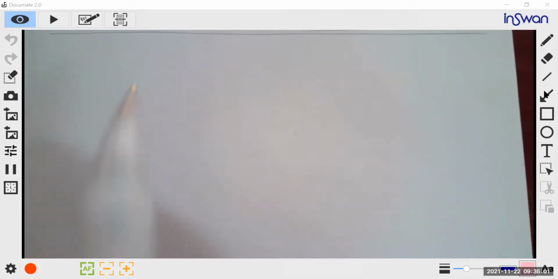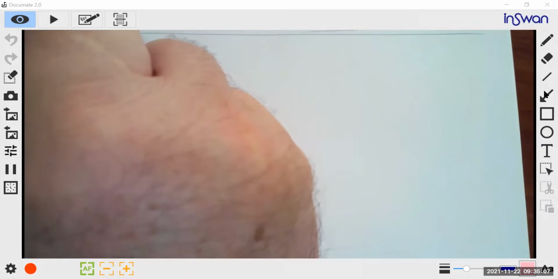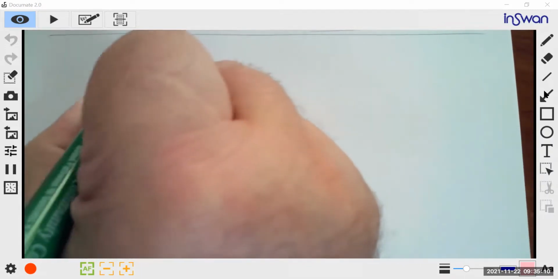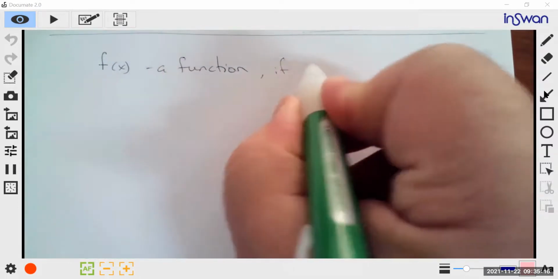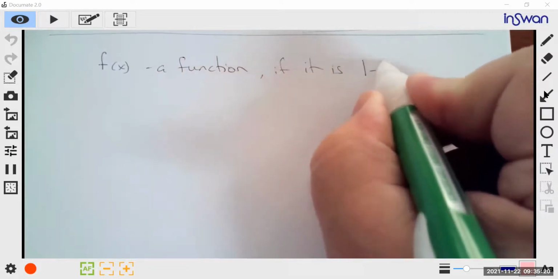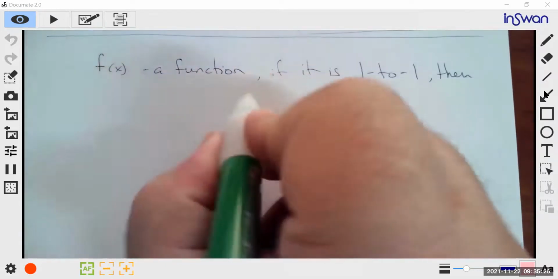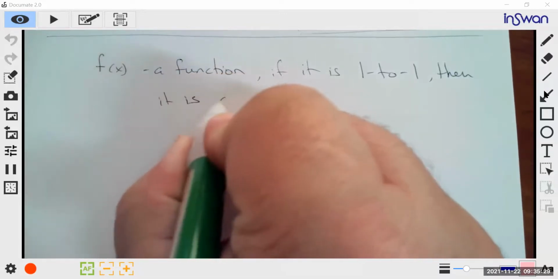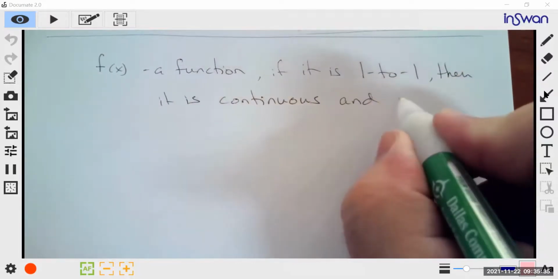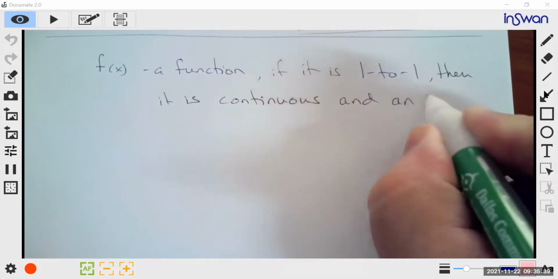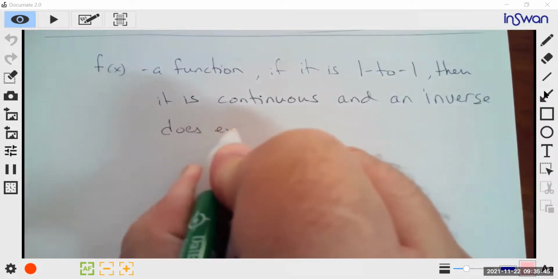Okay, f of x is a function. If it is one-to-one, then an inverse does exist.